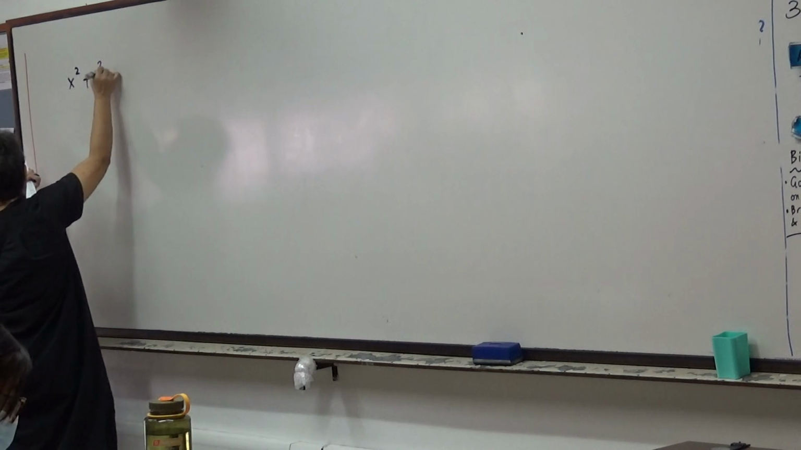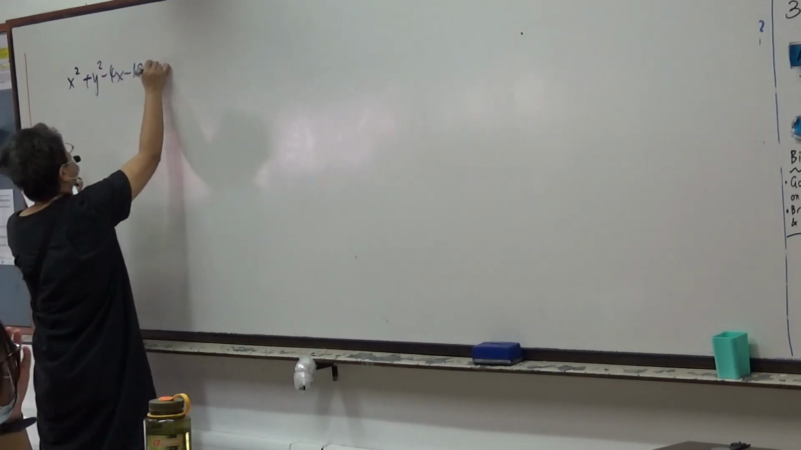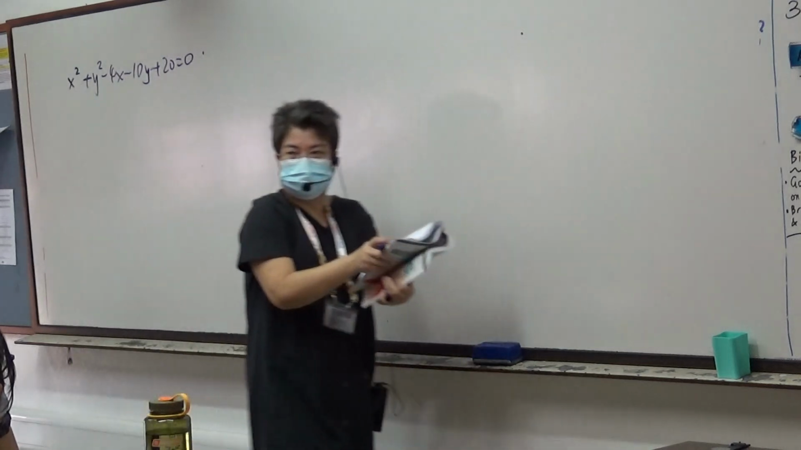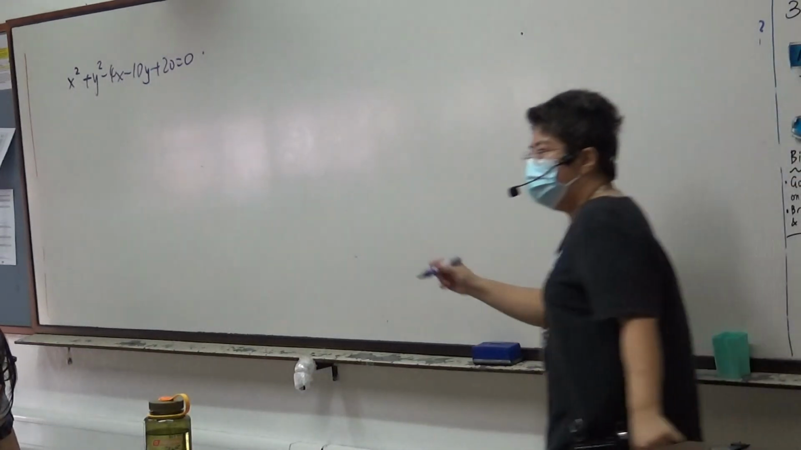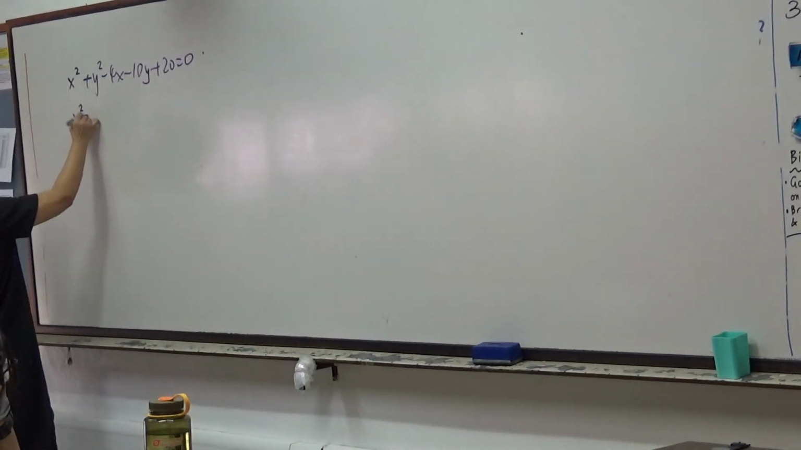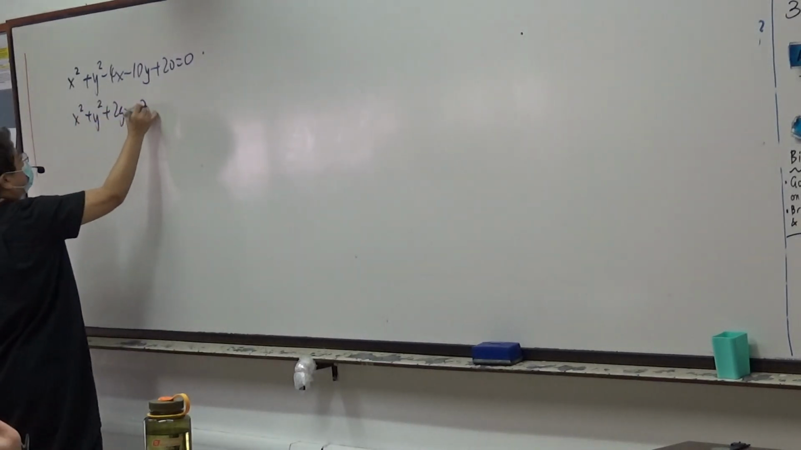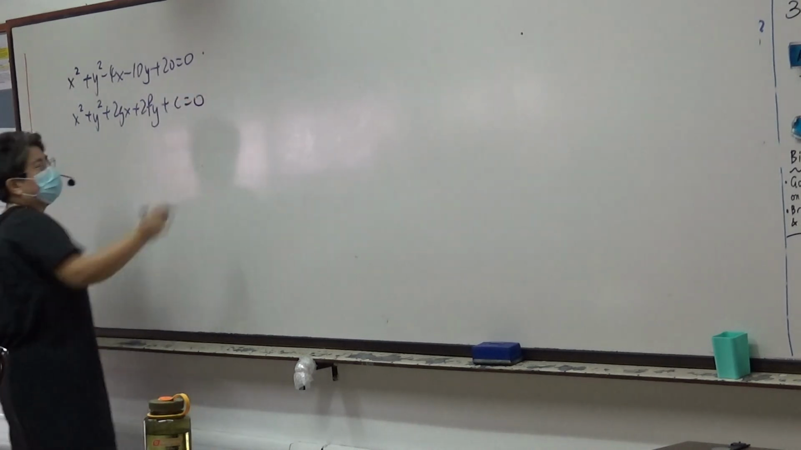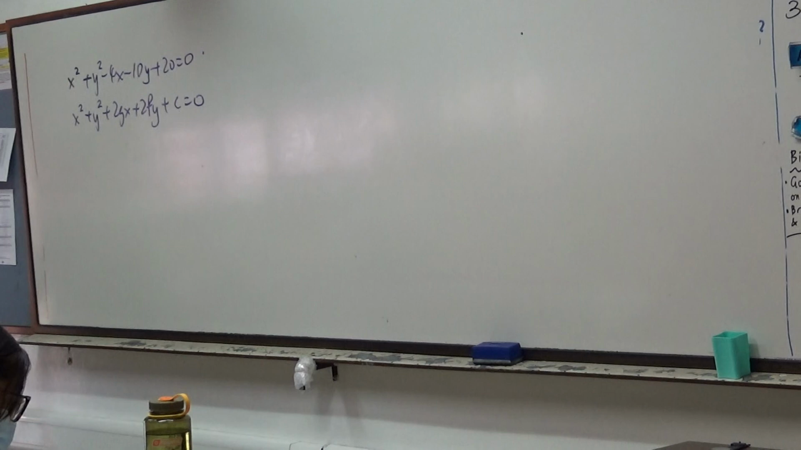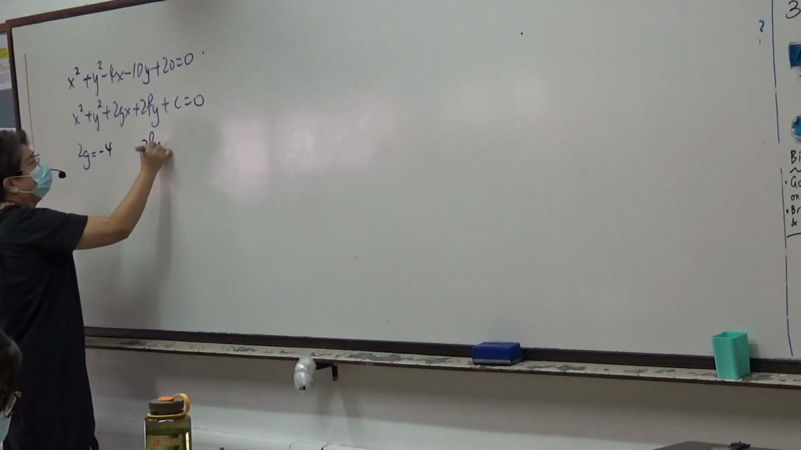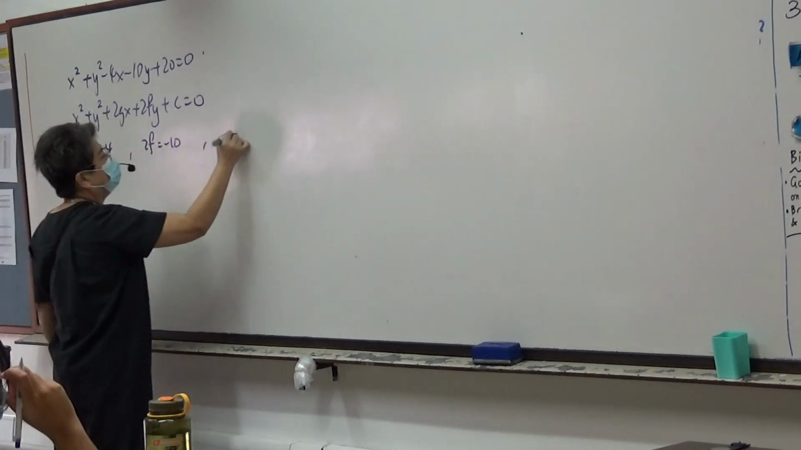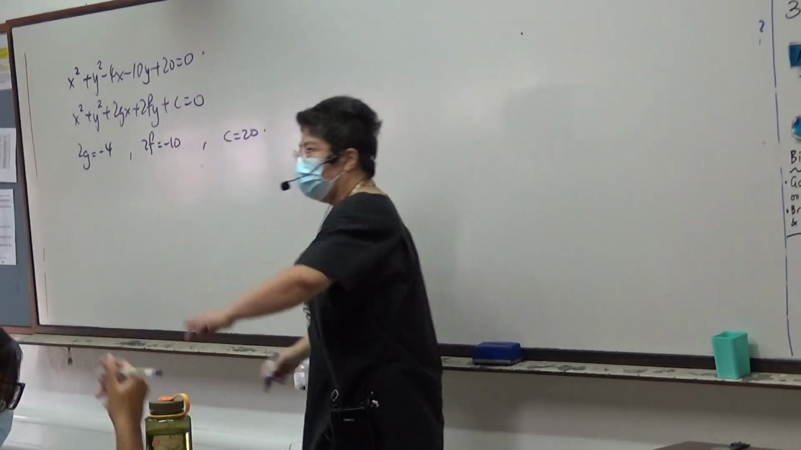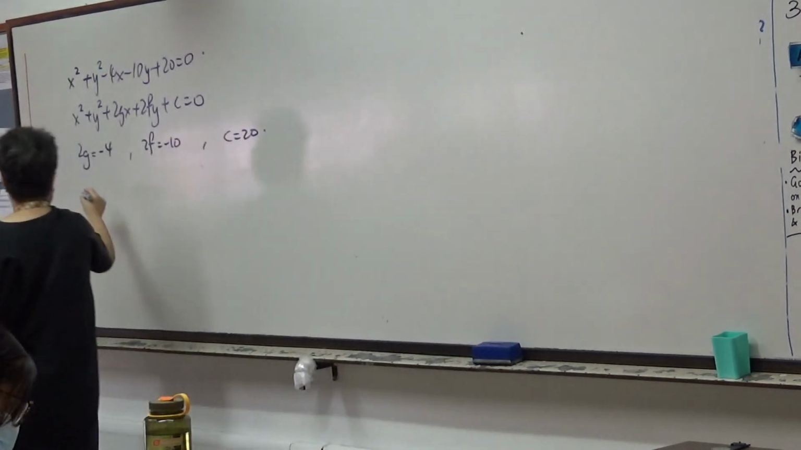x squared plus y squared minus 4x minus 10y plus 20 equals 0. Now, the general form is this: x squared plus y squared plus 2gx plus 2fy plus c equals 0, right? I always compare it, easier. So, what is my 2g? Just compare. What's my 2g? Negative 4. Right? What's my 2f? Negative 10. What's my c? It's 20, right? Can you see? I just write like that, can already, okay? Then I solve.